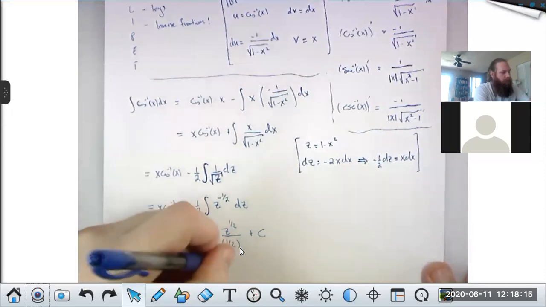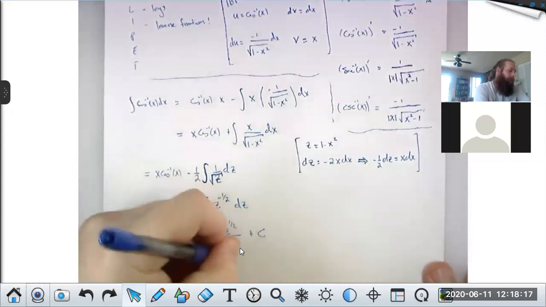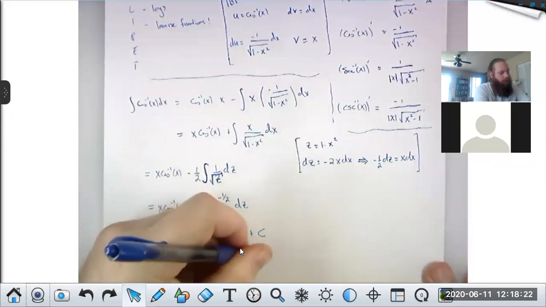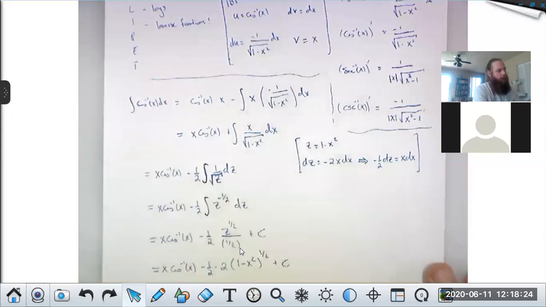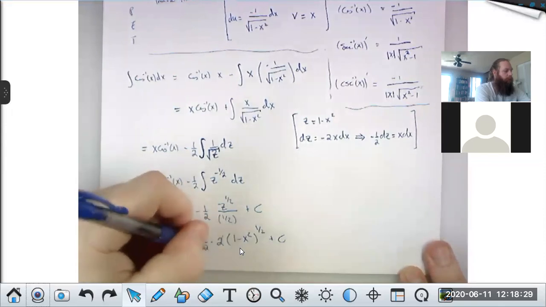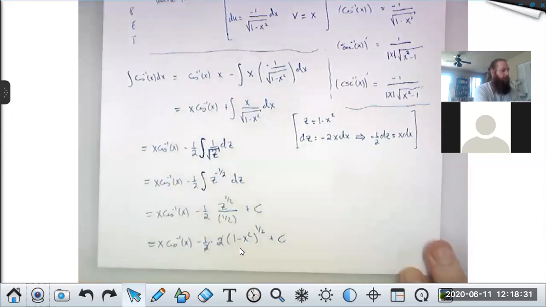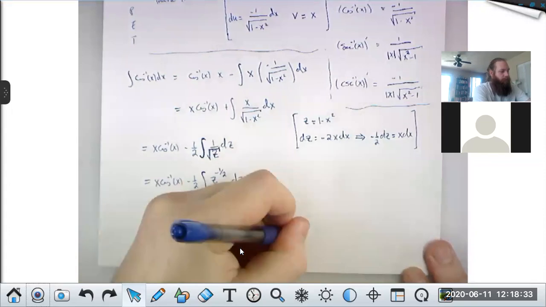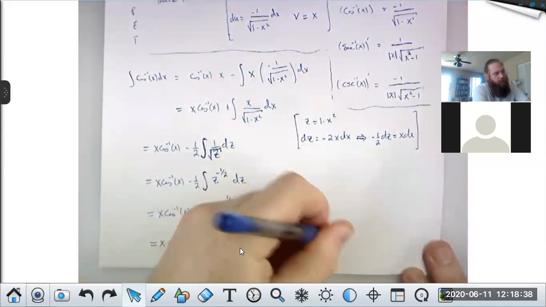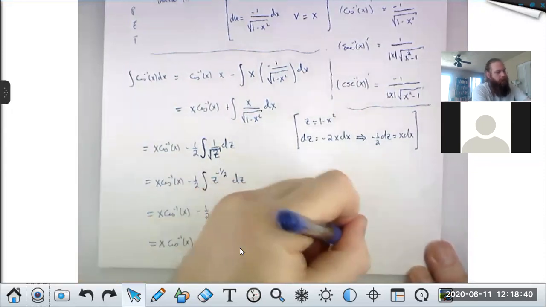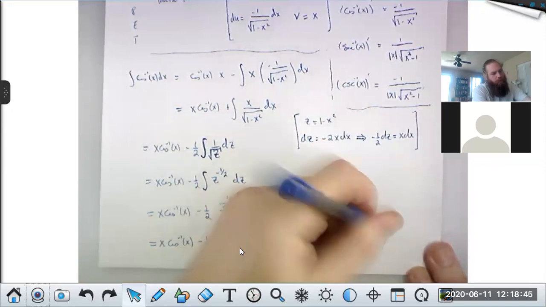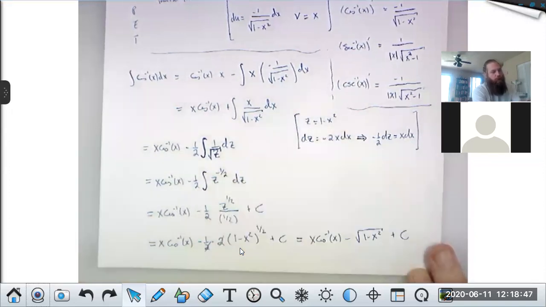Dividing by 1/2 is the same as multiplying by 2. And then z is 1 minus x squared. So we get this. And this 2 and this 1/2 can cancel. So my final answer here would look like x cos inverse x minus the square root of 1 minus x squared plus c. That's how I would write that.